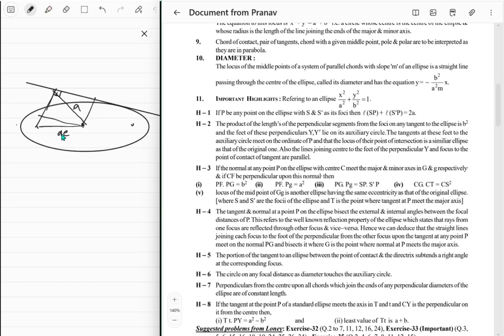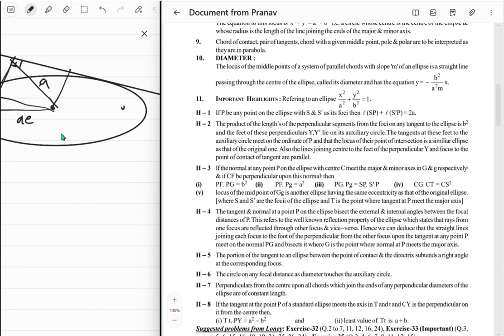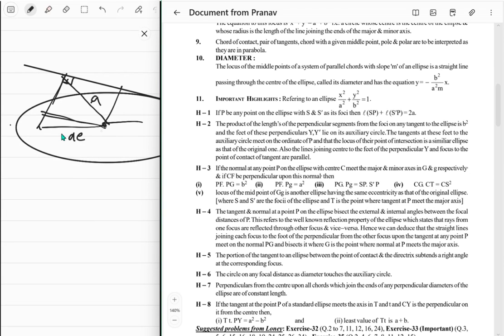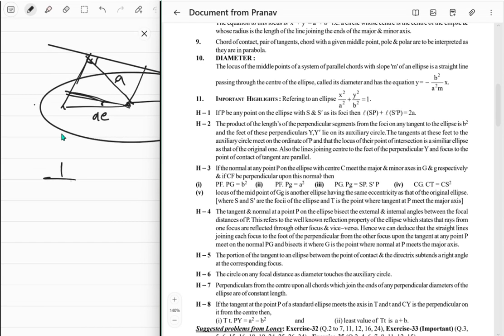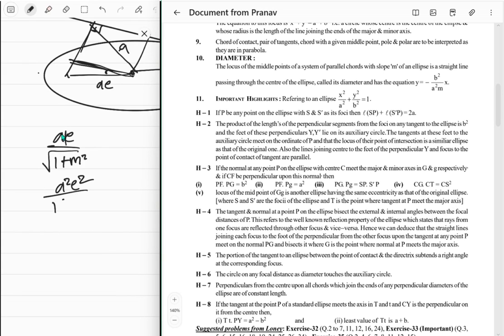What's the variable thing? Of course this is the slope, right? So slope is variable. If the slope for this tangent is m, then you know the tan of this angle is going to be m, right? We want the cosine of this angle, which is 1 upon secant, so 1 upon square root of 1 plus m squared. And that times AE is what this distance will be. The square of that is going to be a squared e squared upon 1 plus m squared.